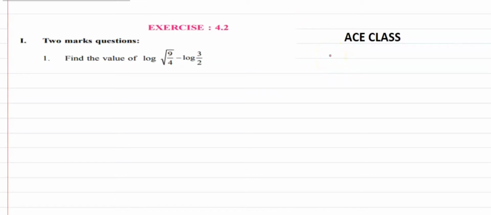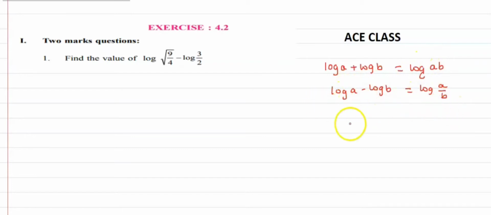So in the introduction video of logarithms, we have discussed some of the formulas, right? Before starting this exercise number 4.2, we will just recall them and then we will solve the problems, okay? In the introduction class, we discussed that log A plus log B can be written as log of A into B. The other formula is log A minus log B equals log of A by B. That means whenever you have addition, you can write it as log of A into B, whereas when you have subtraction, you can write it as log of A by B.